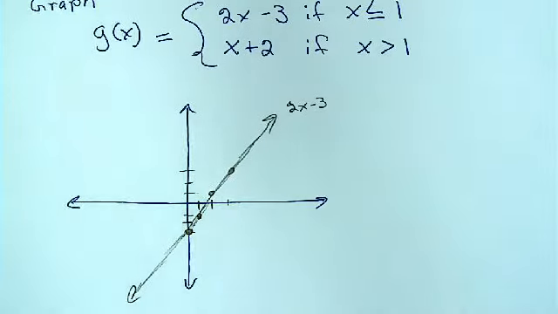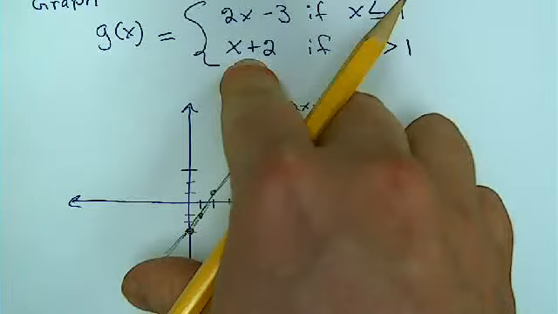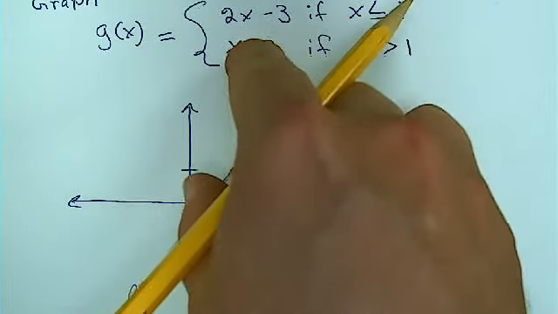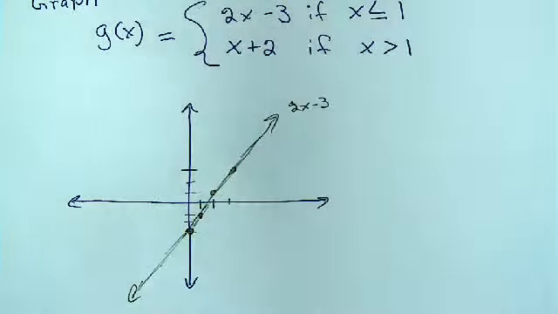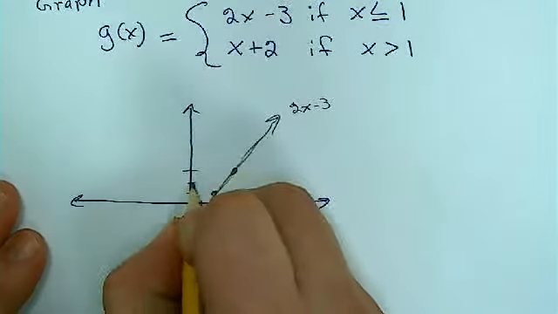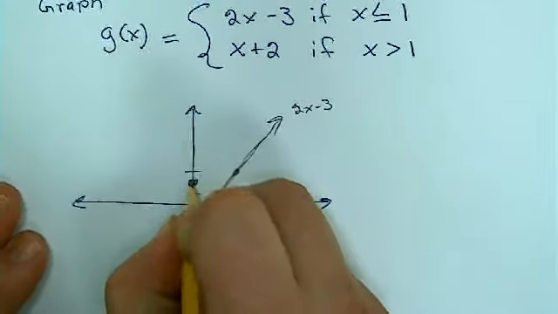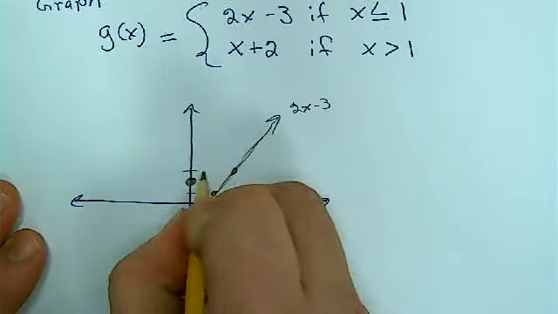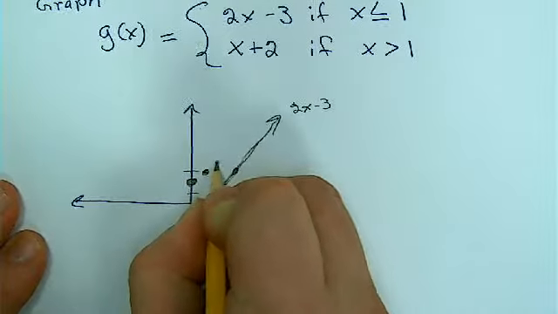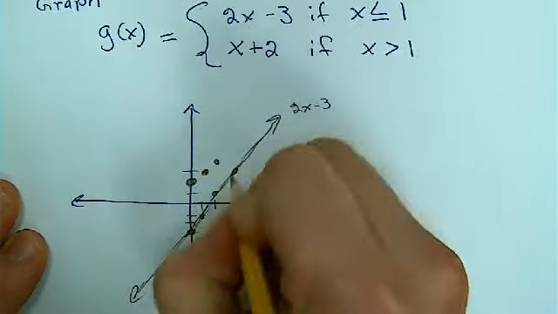So there's the first line. What about this second line? X plus 2. Slope is 1, and the intercept is positive 2. So 1, 2, so there's the intercept. And I go up 1, over 1. Up 1, over 1.